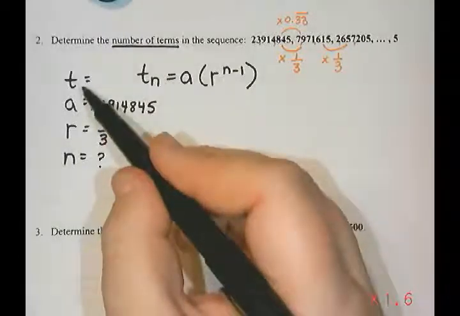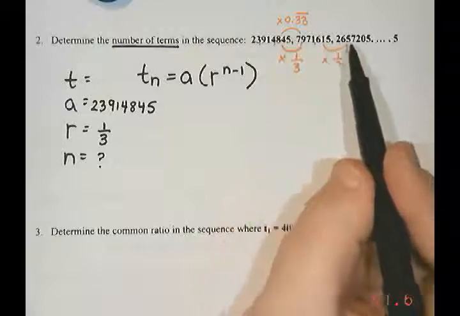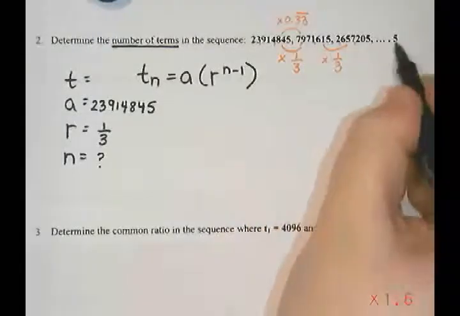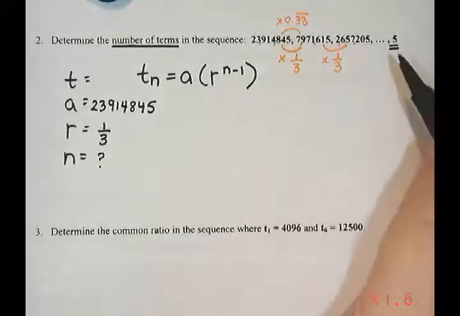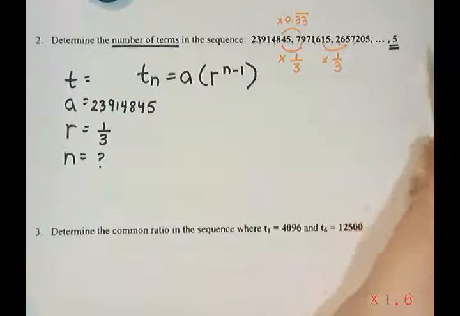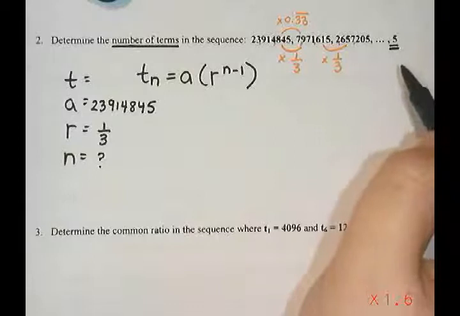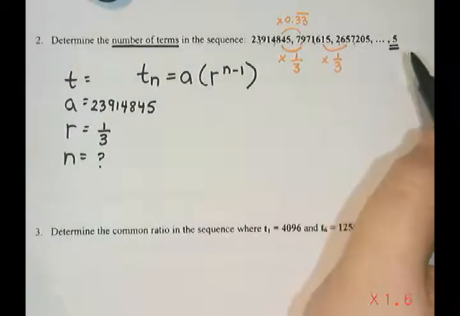So there has to be a way that I know what T is. Now, I know the first term, the second term, the third term. It also gave me the last term. So if I could figure out which term the last term was, it would tell me how many terms there were. So if this is term 10, there are 10 terms in the sequence. If this is term 50, there are 50 terms in the sequence.